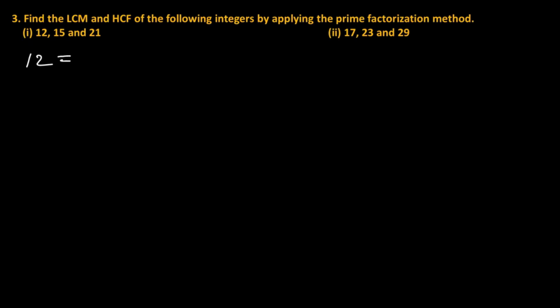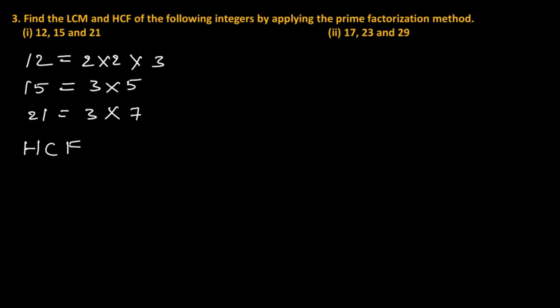12. So for 12, what are the prime factors? 2 into 2 into 3. For 15, what are the prime factors? 3 into 5. For 21, directly 3 into 7. So if you see it carefully, you can find the HCF. What are the common factors in these three numbers? 3 is the common factor.